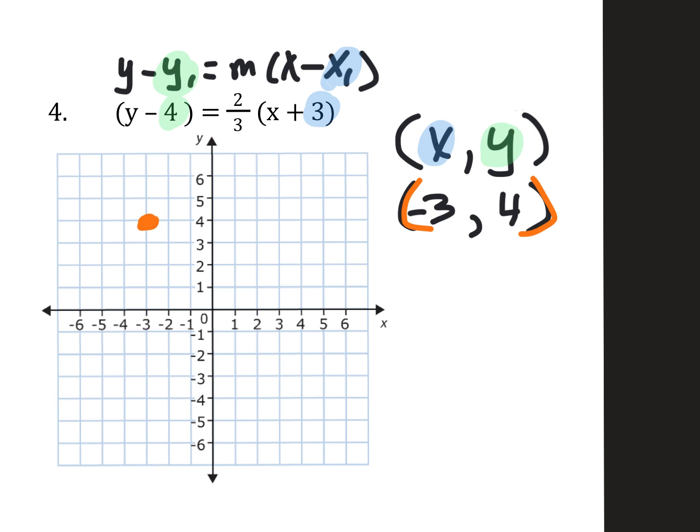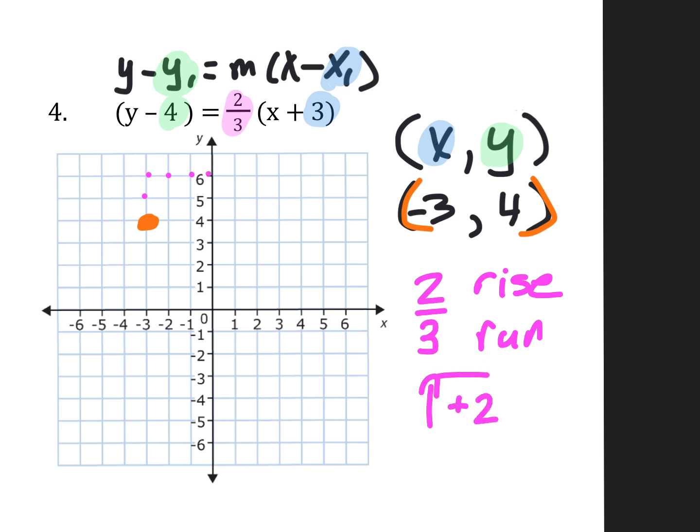And then after that, we're going to use the slope the same way that we've been using the slope in every other format of the equation. So the 2 is your rise, the 3 is your run. So because it's a positive, I'm going to go up 2, and I'm going to go to the right 3, because if I go up 2 and then to the right 3, since those are both in a positive direction, that makes the slope positive.